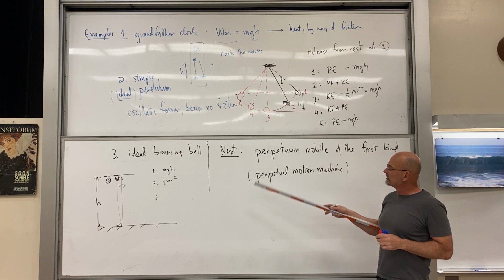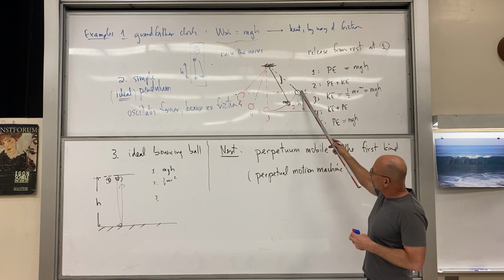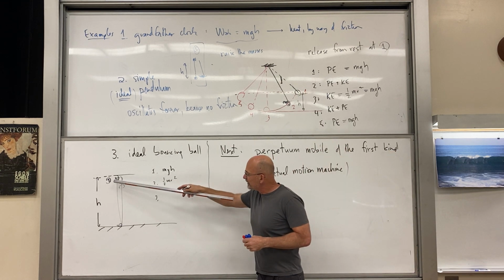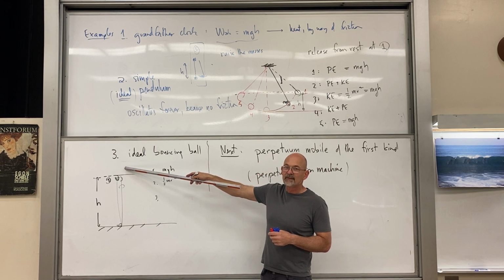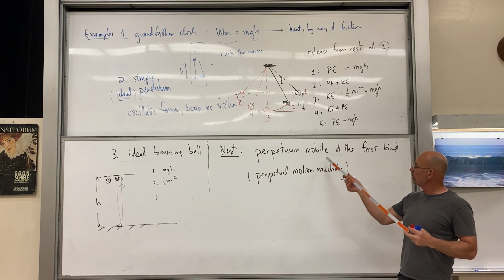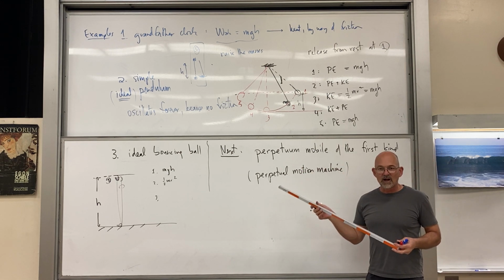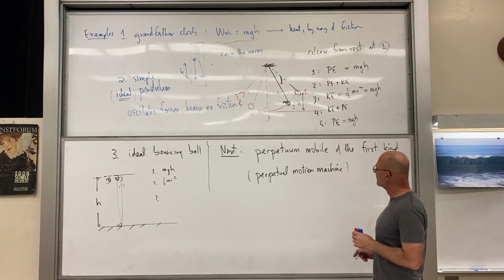It actually allows it to do some work, which means in the case of my ideal pendulum or bouncing ball, it has to be better than that. It actually has to bounce higher than the point you released it from. And that's really what all perpetuum mobiles are trying to accomplish. And they cannot exist. They're ruled out.